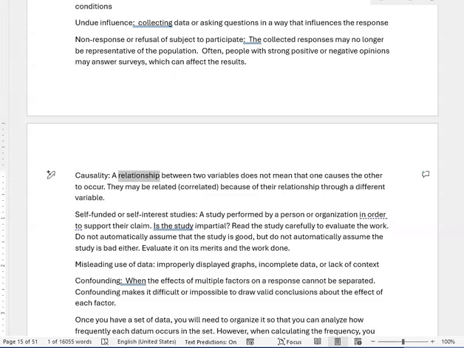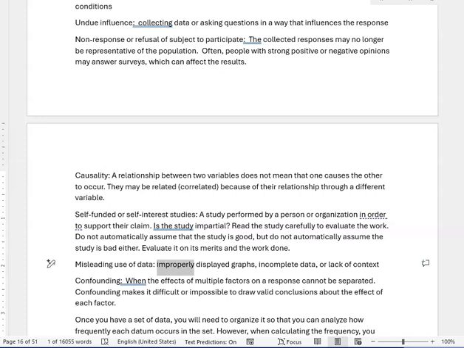Causality. A relationship between two variables does not mean that one causes the other to occur. They may be related, correlated, because of their relationship through a different variable. Self-funded or self-interest studies. A study performed by a person or organization in order to support their claim. Is the study impartial? Read the study carefully to evaluate the work. Do not automatically assume that the study is good, but do not automatically assume the study is bad either. Evaluate it on its merits and the work done.